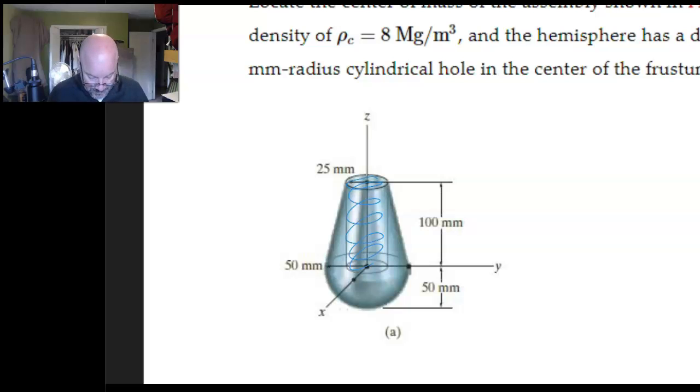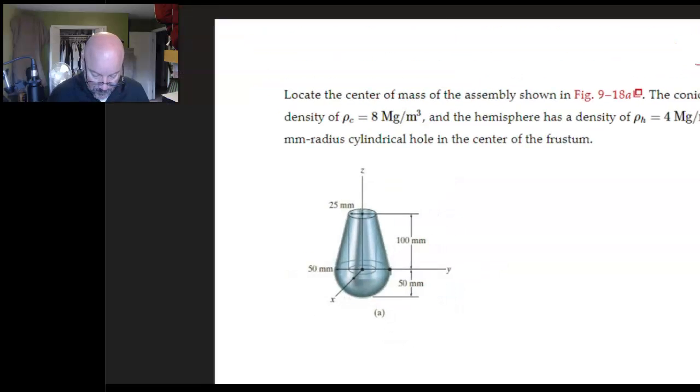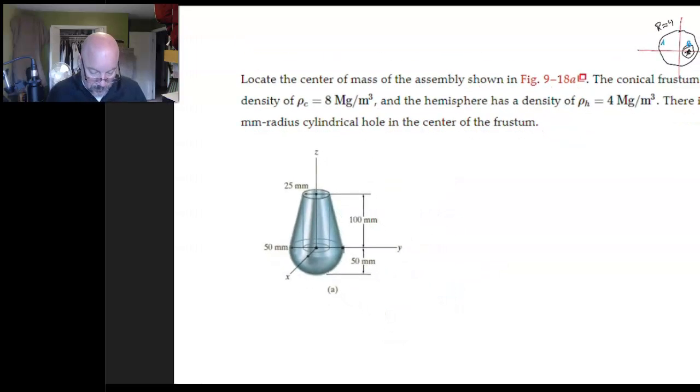You can see all the dimensions there. The bottom is a hemisphere, so it's half of a sphere. All right. And then the top is a cone. Okay. Just like that. All right. So get rid of that little thing there. Okay, so what we're going to do is work this as if it's 4 pieces.